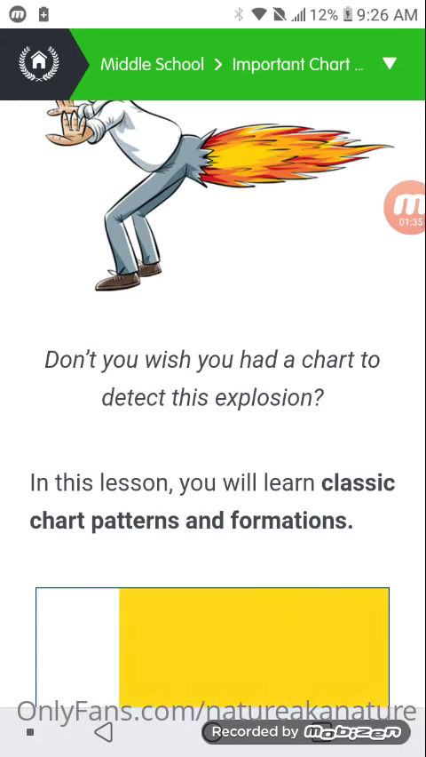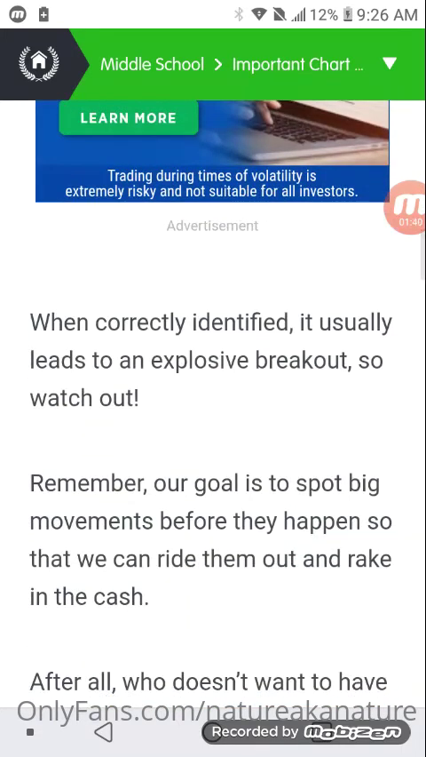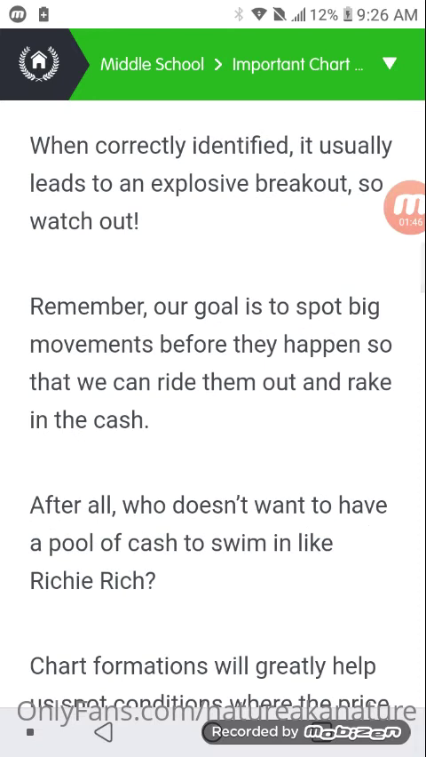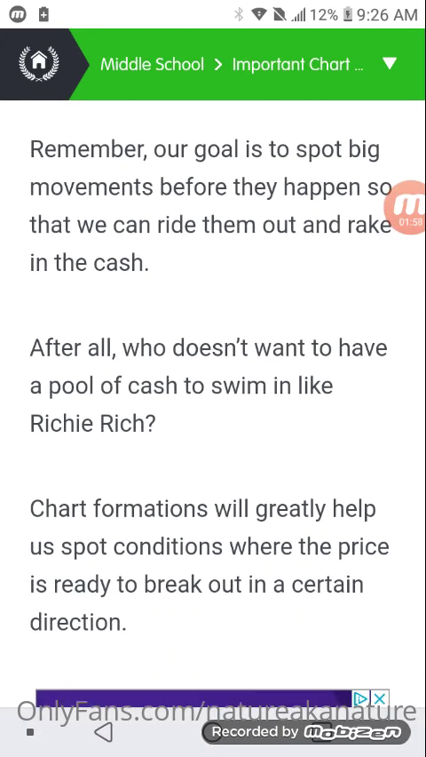In this lesson, you will learn classic chart patterns and formations. When correctly identified, it usually leads to an explosive breakout, so watch out. Remember, our goal is to spot big momentum before it happens, so that we can ride the breakouts and get hella cash. After all, we're going to ride the breakouts, not the fake outs. After all, who doesn't want a pool of cash to swim in?